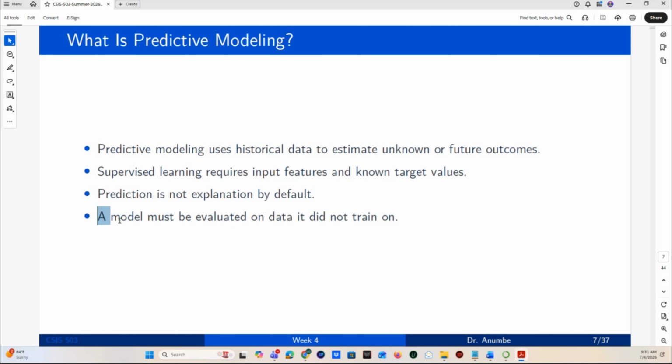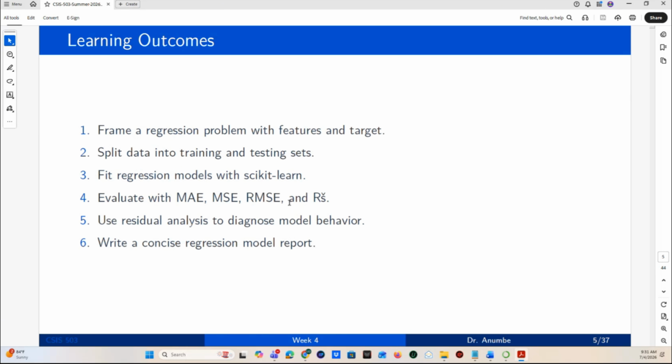So then the next thing: a model must be evaluated on data it did not train on, which brings me back to the previous slide where we talked about needing to split our data into training and test sets. The training data is the data that the model sees, but the test data is the one it does not see. So you train with this, but then to really test whether that model works, you have to use data that the model has not seen at all.